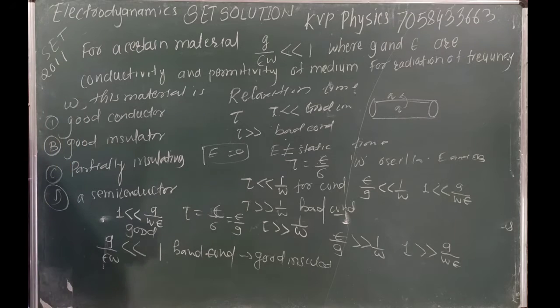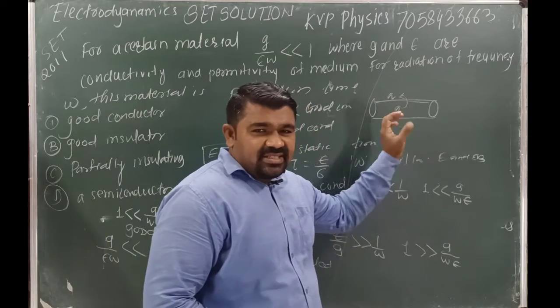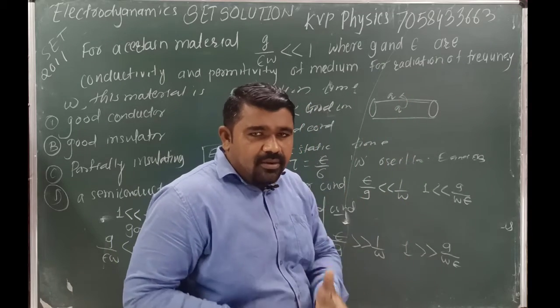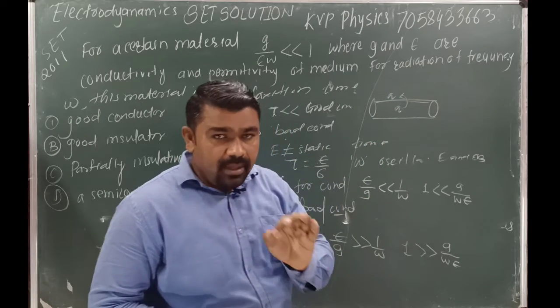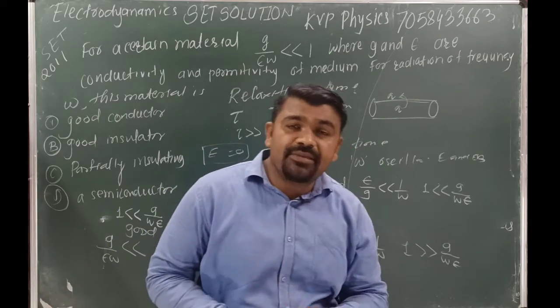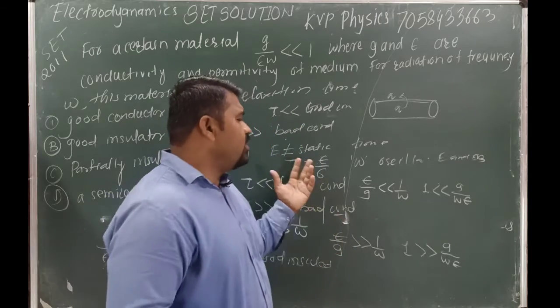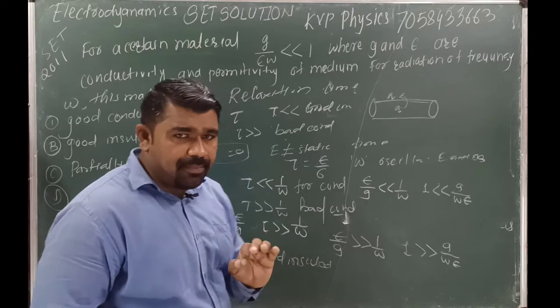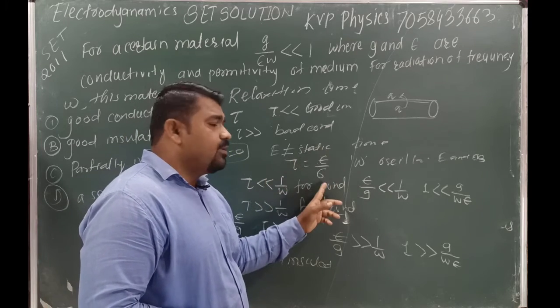Here, relaxation time. We can place a static charge inside the conductor. How much time is required for it to come to the surface? This time is known as the relaxation time. Relaxation time is larger for a bad conductor and small for a conductor. And what is the relation between sigma, conductivity, permittivity, and relaxation time? Time is equal to ε upon σ.